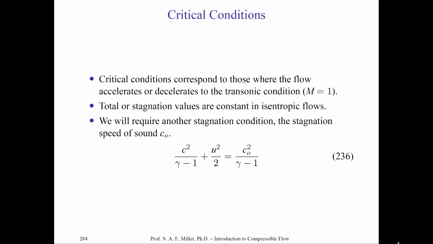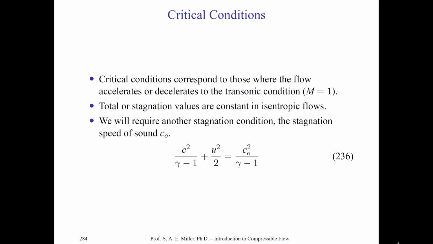We will require another particular stagnation condition in this class, and that's the stagnation speed of sound. We'll look at this just before we look at the conditions of critical. Here in equation 236, I show from the energy equation and the speed of sound, the particular stagnation speed of sound, where we isentropically reduce the speed of flow to, of course, C naught squared with gamma minus 1 in the denominator. So on the left-hand side, at some particular flow on a stream tube, the fluid parcel decelerates to Mach number 0, a zero velocity, and we achieve a stagnation speed of sound.